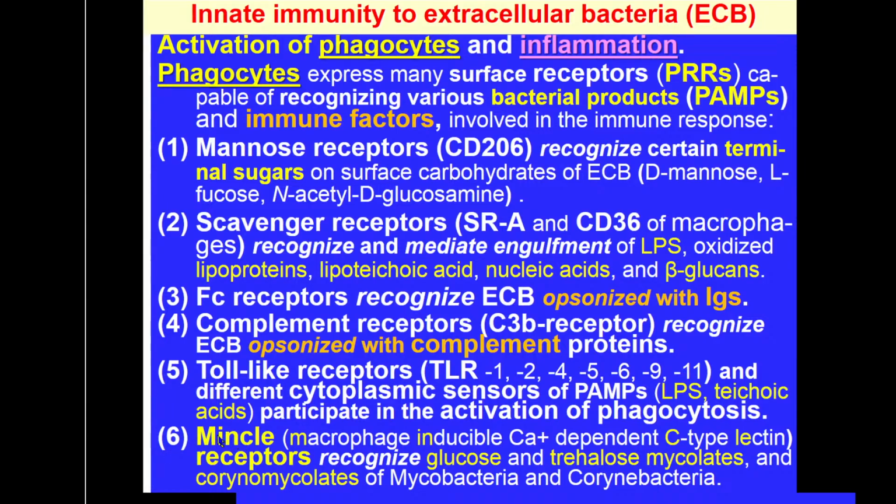One of the receptors shown here is the Mincle receptor. This is an abbreviation of macrophage inducible calcium dependent C-type lectin. This is a protein recognizing carbohydrates on the surface of some bacteria. Mincle receptors recognize glucose and trehalose mycolates of Corynebacterium and Mycobacterium, the causative agents of tuberculosis and diphtheria. These are Mincle macrophage receptors.